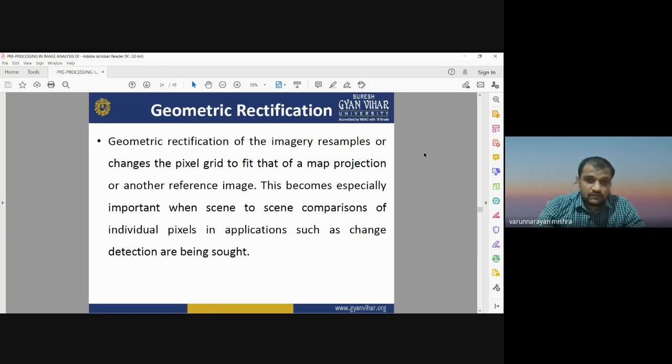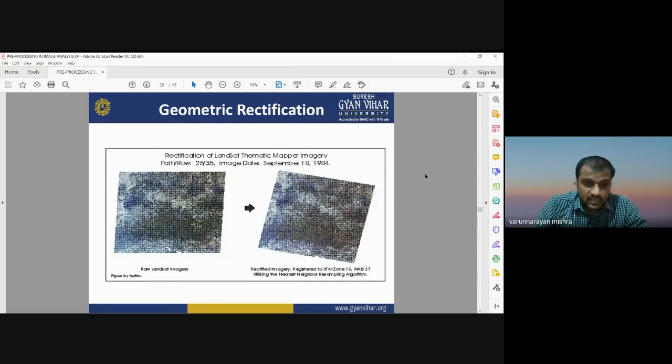So this is the way we can perform the geometric correction. The raw satellite image, the raw Landsat image, looks like that, and after performing the geometric correction, its shape will be a little bit tilted. So now we have the geometrically corrected or geometrically rectified satellite image. So this is the way we can perform geometric correction or geometric rectification on the satellite images.